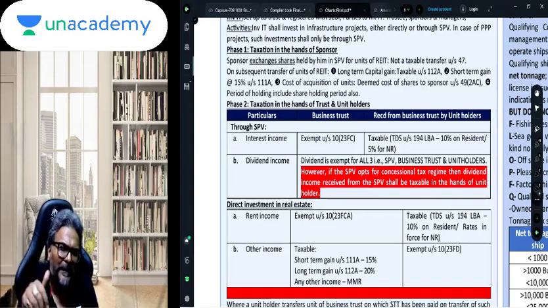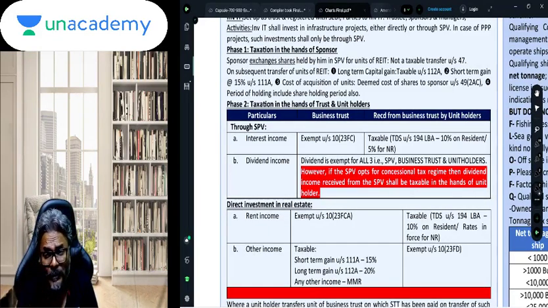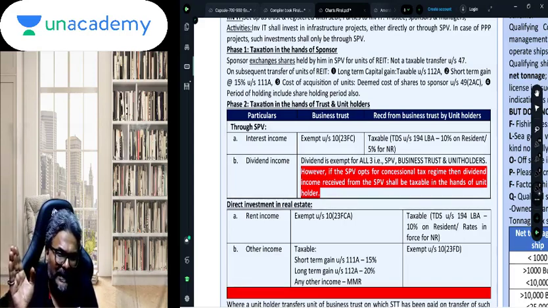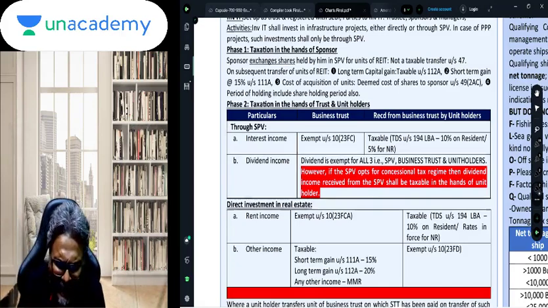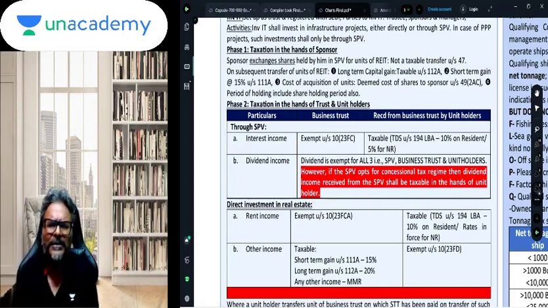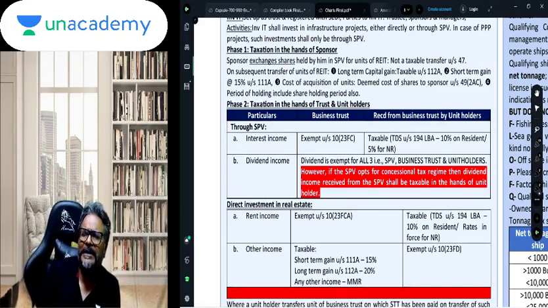Okay, and depending upon whether there is any special rate of tax, that income in the hands of the REIT would be taxable at the respective rate of tax, students. Whereas if it is not a special income, then fine, go ahead and apply the MMR, because then it is after all a REIT.